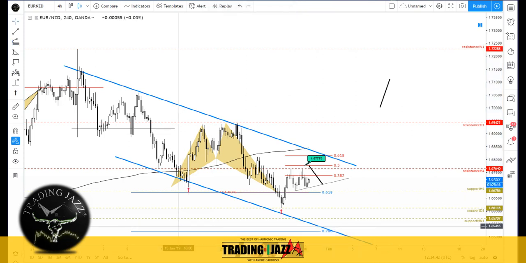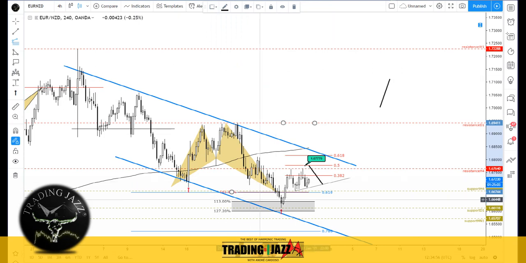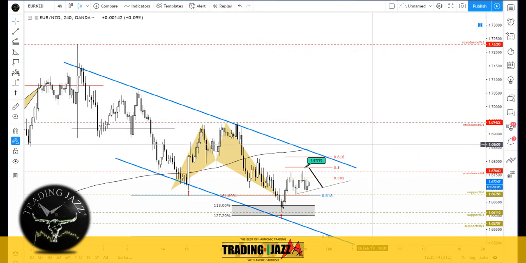When that happens, I will face it as a potential false breakout. For that, I will use the 113 extension. If I see the price rejecting, and this is the case, we see the price trading below the 113 extension, but rejecting to trade below and closing above and bouncing from there, the price has bounced from that specific Fibonacci ratio.